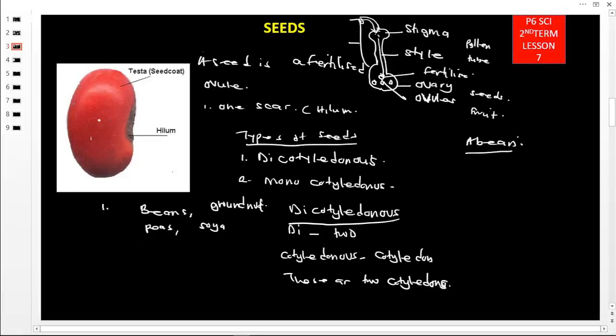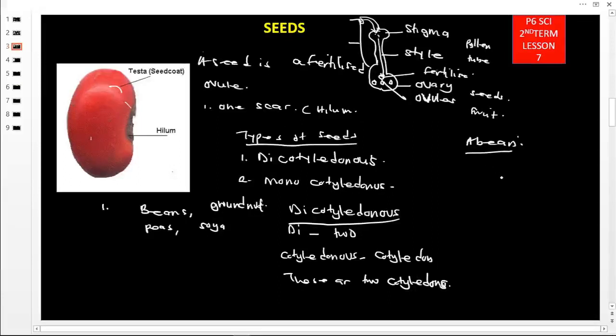Now when you look at this bean seed, it is showing us the external parts, whereby this outer colored part is called the tester or the seed coat. Here we have the position of the plumule, and here the position of the radicle. Then here we have the hilum. At this point we have a small opening which will let in water and oxygen during the process of germination, as we are going to discuss further.